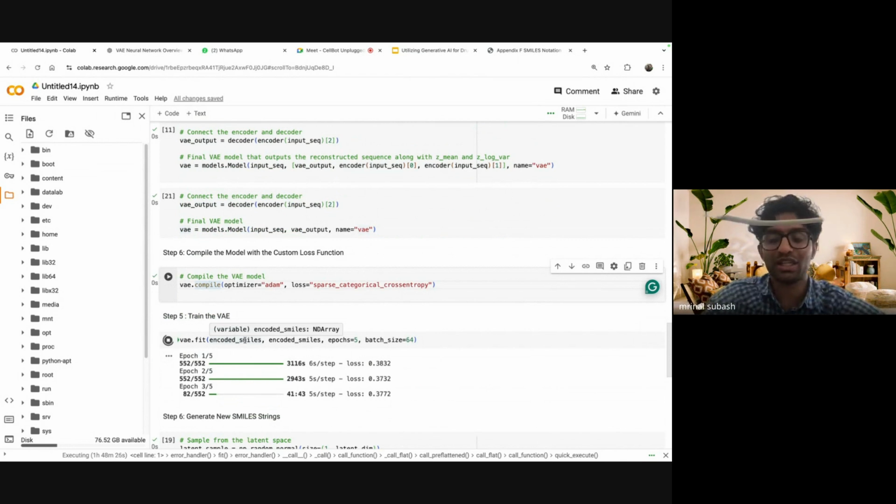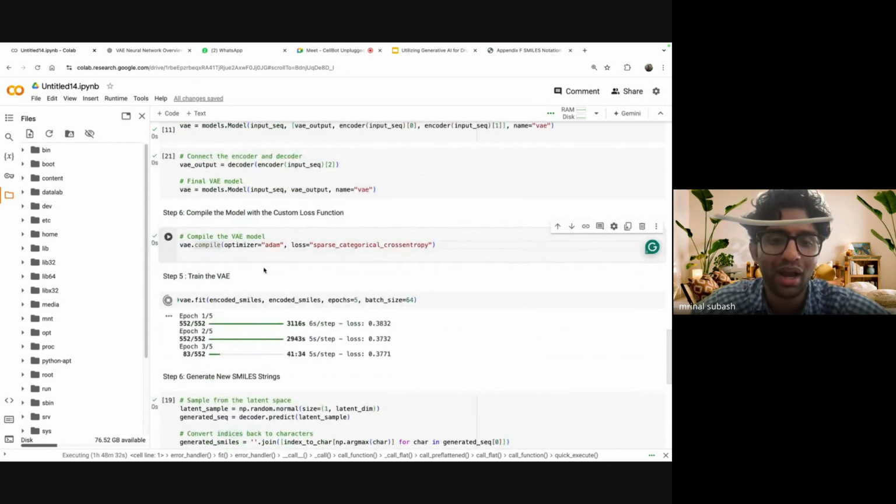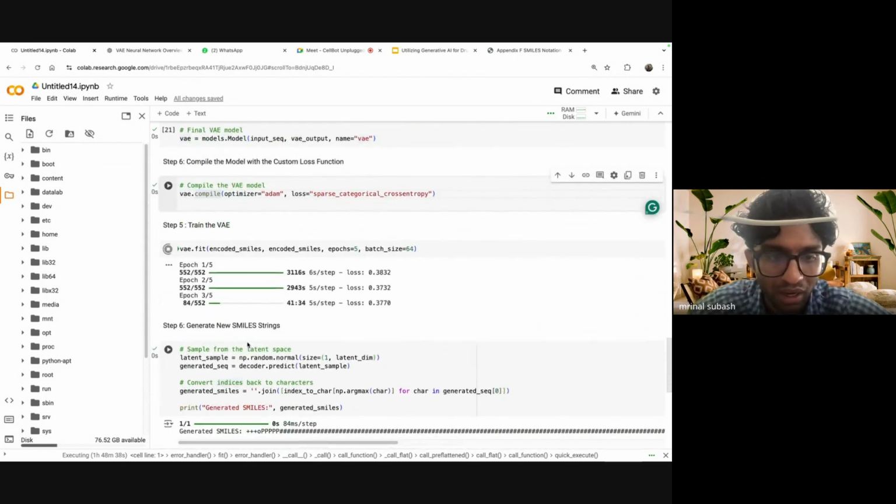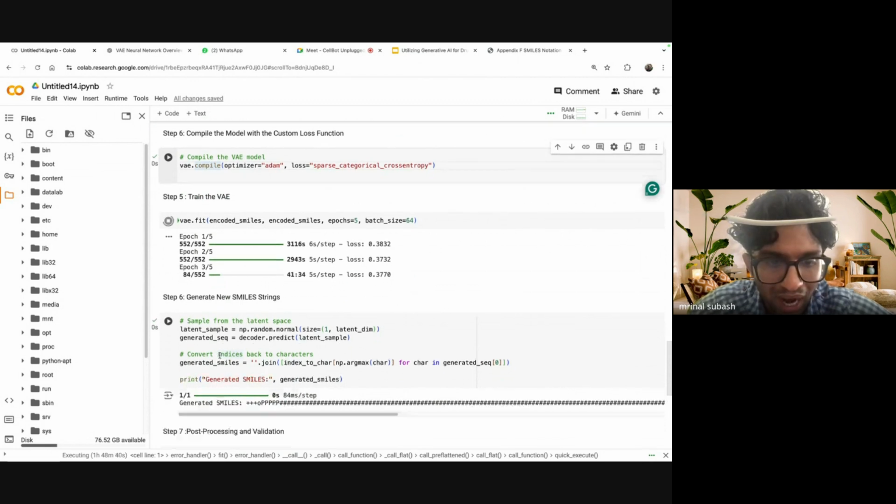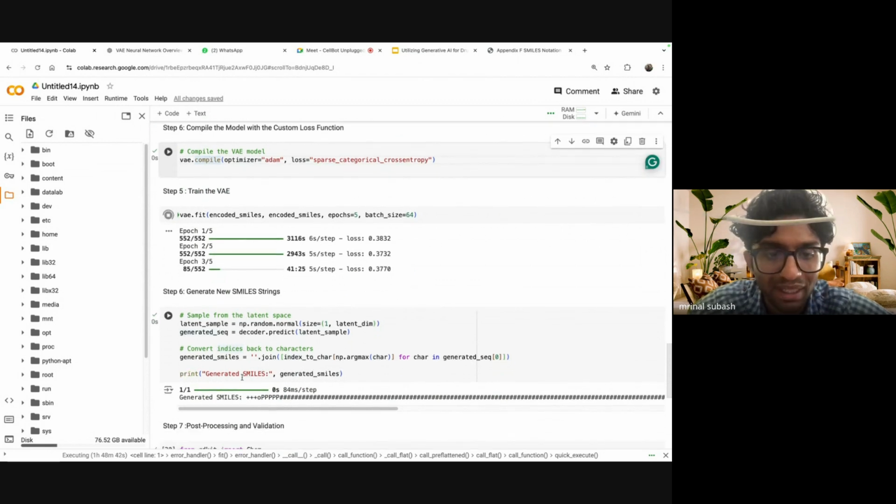I was redoing this code. I initially had passed it for 50 epochs two days ago, but it didn't complete. So I repassed it for 5 epochs. Now it has been trained for 2 epochs, and once it has been trained, I am printing out the result. In this case, it's not printing out the right compound because it is still going through the epochs.